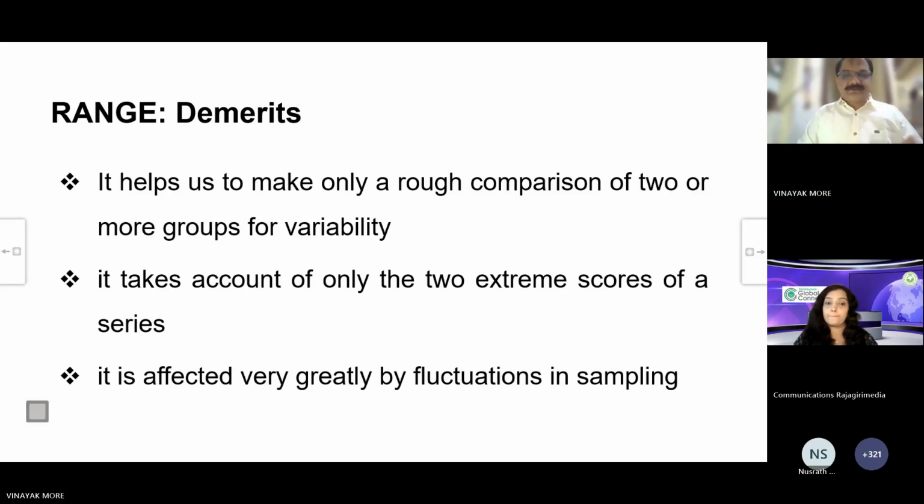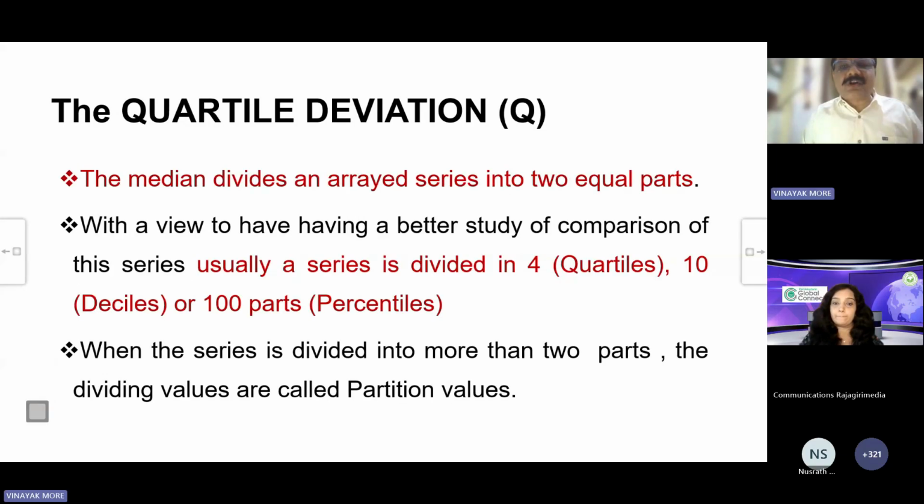Next one is quartile deviation. Again, it is the same part, an extension of the median. In median, the entire data, the entire set of scores, is divided into two parts. Now in quartile, we are increasing the number of parts. Usually in quartile division, it is divided into 4 parts. In median it is 2 parts, and in quartile division it is 4 parts.